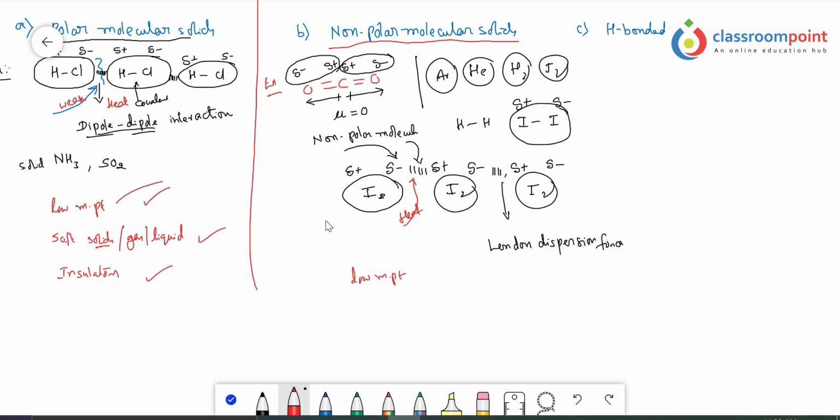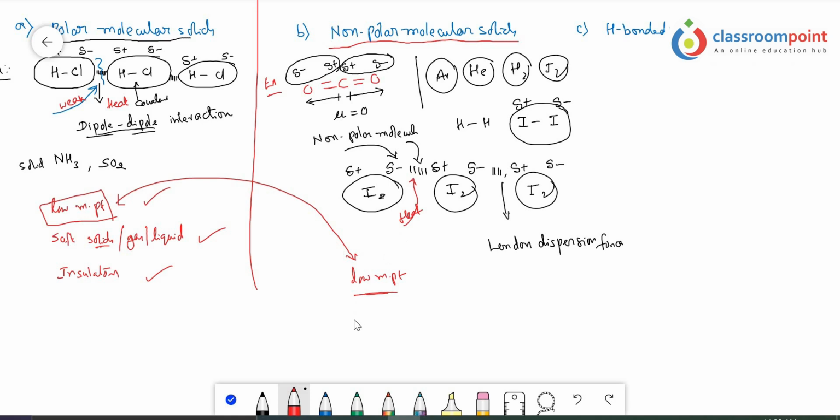But when you compare the melting point values of polar molecular solids and non-polar molecular solids, the melting point value of polar molecular solids is somewhat higher than that of non-polar molecular solids. The reason here is the stronger attraction forces. And other properties are almost the same.